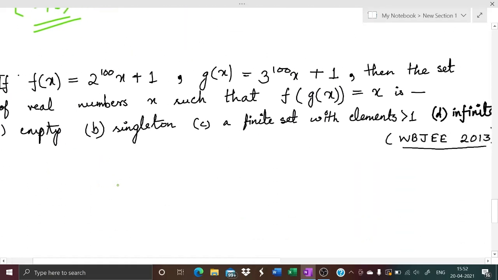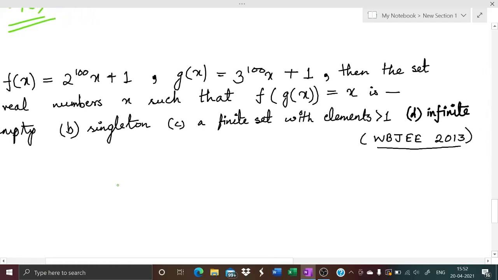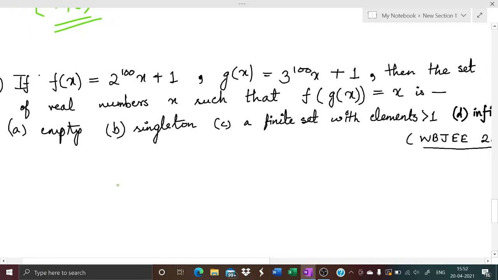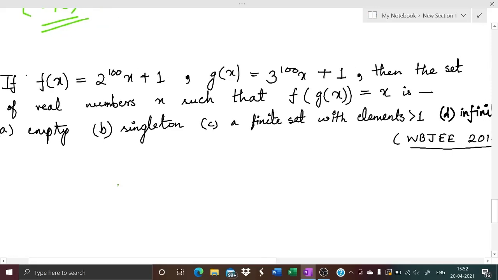Next question is also from JEE 2013. So this is a question on composite functions. You can see it says that f of x is something given and g of x is something, and then after solving this equation, you have to say whether the set of real numbers x is empty, or singleton or whatever. So first you have to solve this equation, f of g of x equals to x.